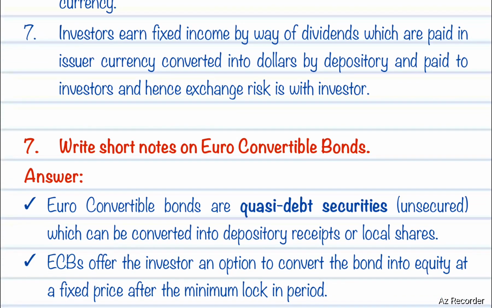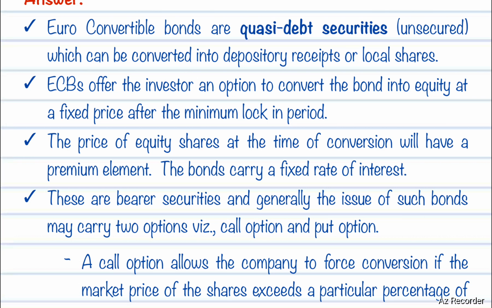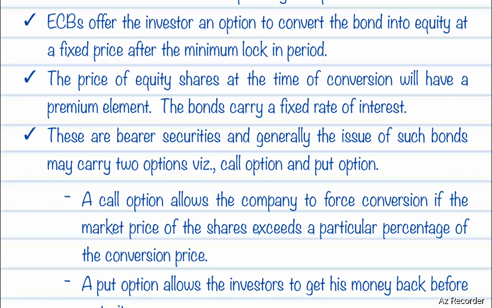Write a short notes on Euro convertible bonds (ECB). Euro convertible bonds are quasi-debt securities, that is unsecured, which can be converted into depository receipts or local shares. Euro convertible bonds offer the investor an option to convert the bond into equity at a fixed price after the minimum lock-in period. The price of equity shares at this time of conversion will have a premium element. The bonds carry a fixed rate of interest.